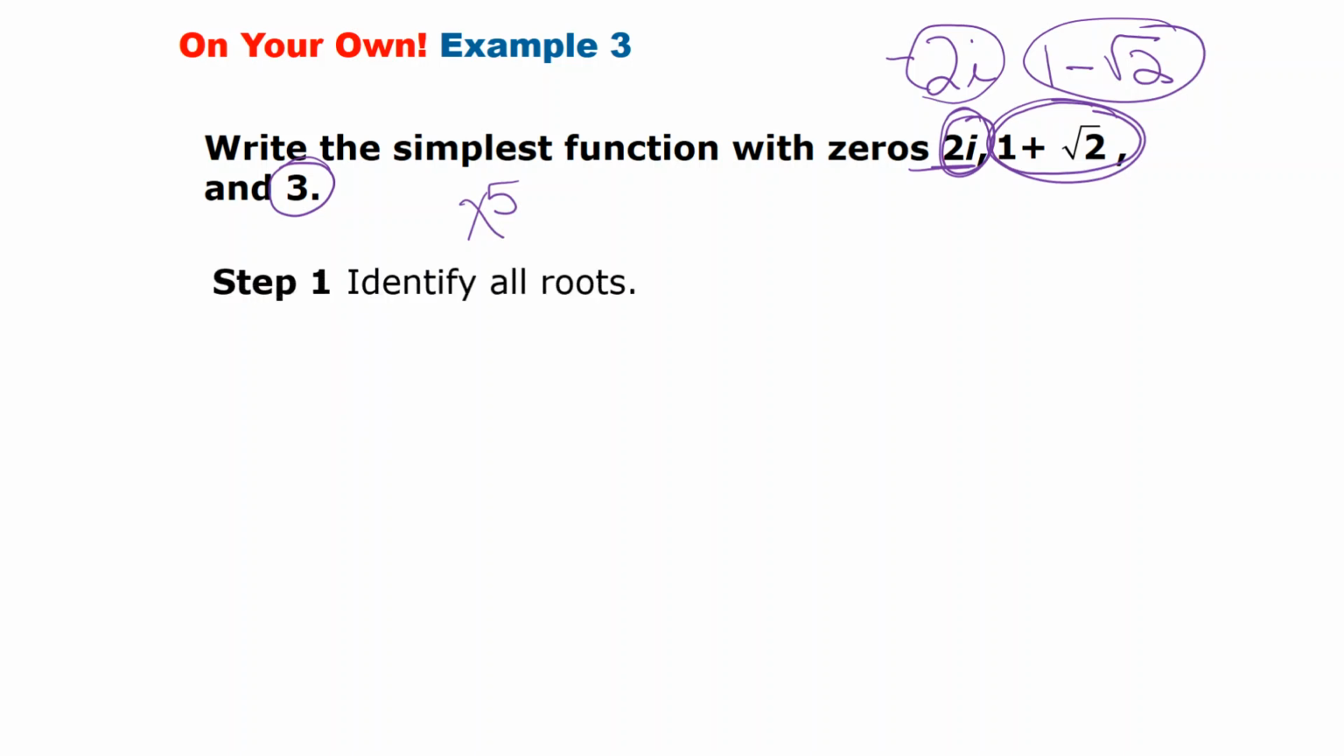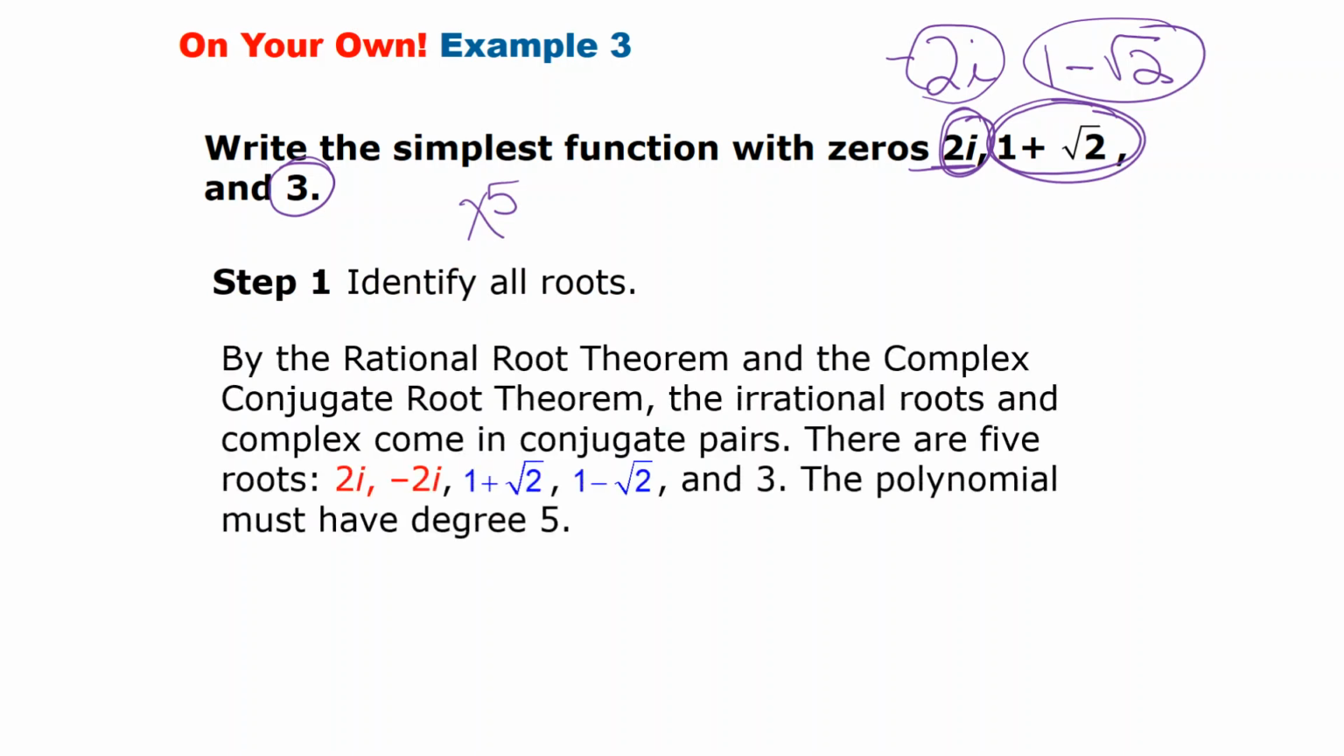So here it is written out a little bit more carefully for you. Identify all of the roots. By the rational root theorem and the complex root theorem, the irrational roots and complex roots come in conjugate pairs. That means one's plus and one minus. There are 5 roots: 2i, negative 2i, 1 plus square root of 2, 1 minus the square root of 2, and 3. So the polynomial must have degree 5.